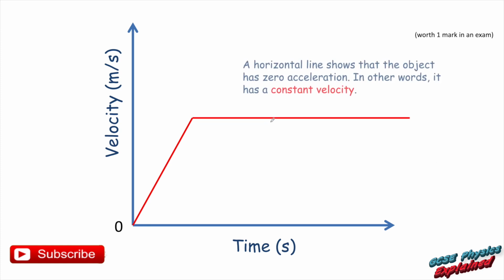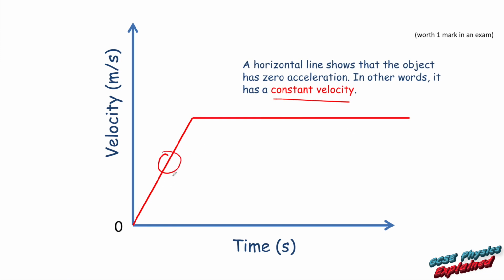Right, what happens if it goes flat like that? Well, it basically means it's a constant velocity. So remember, if there is a slope, it means there is an acceleration. So if there isn't a slope, it means there's no acceleration.